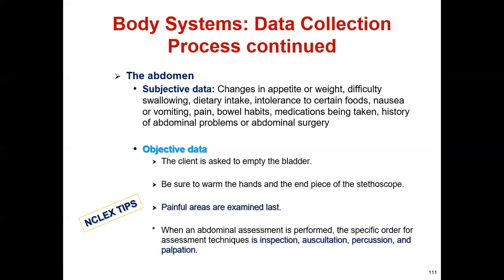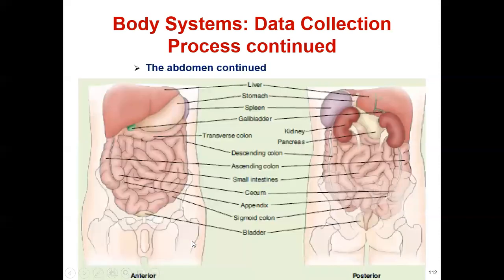When an abdominal assessment is performed, there is a specific order of assessment techniques we follow. The first is inspection, then auscultation, percussion, and palpation. So, step by step.